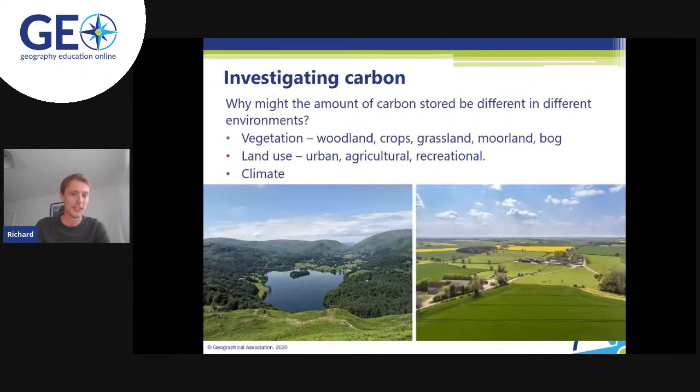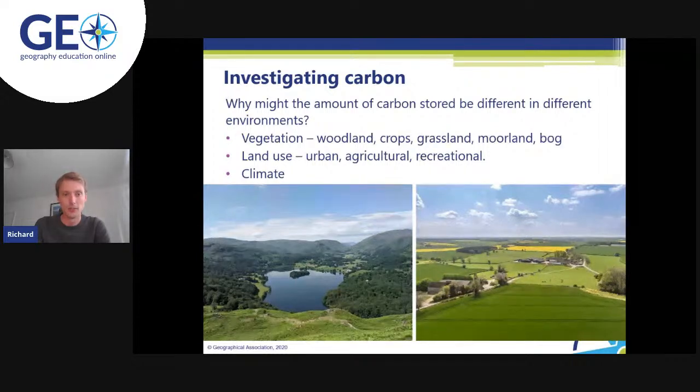In the Lake District scene on the left-hand side, it's a very wet area, and because it's so wet, that means you get a lot of waterlogged ground, which has the potential to store a lot of carbon in bogs on top of the hills.